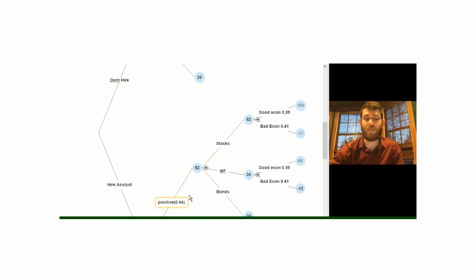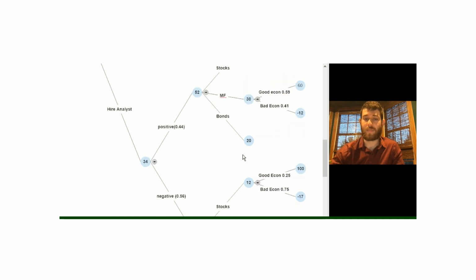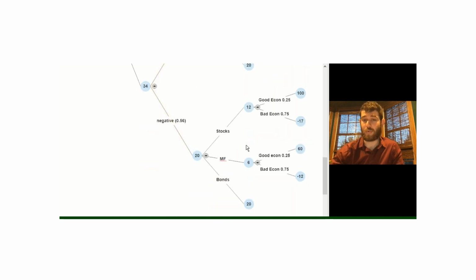And we see here, if we get a positive report, we should invest in stocks. Down here in a negative report, we see that the best alternative is bonds, which makes sense. In a good economy, it's better to invest short term. In a bad economy, it's better to invest long term. So what is EVSI? This is just a calculation, but we didn't talk about how much this consultant costs. We just talked about what we're going to get with this report.